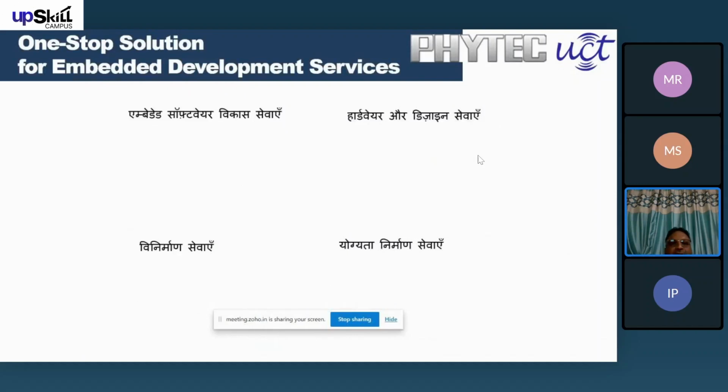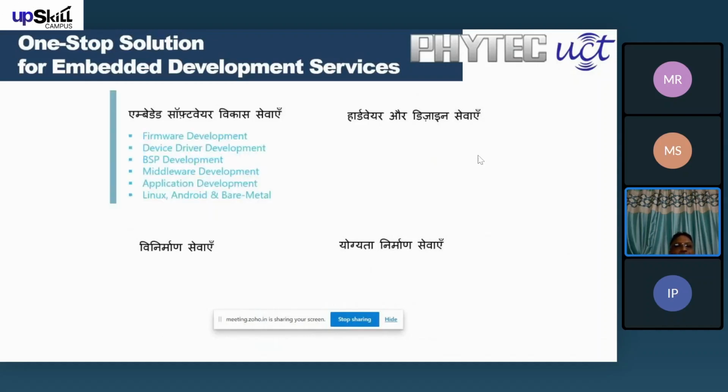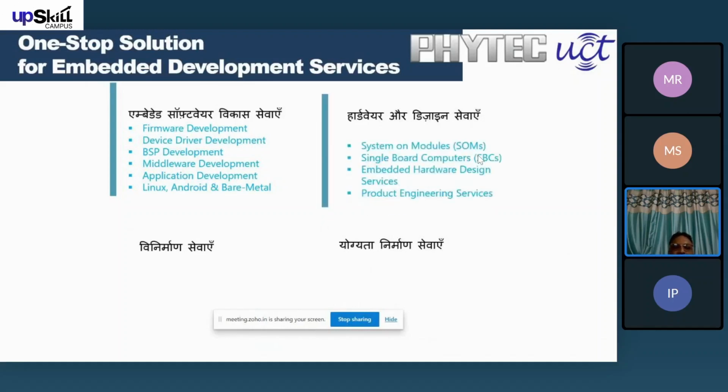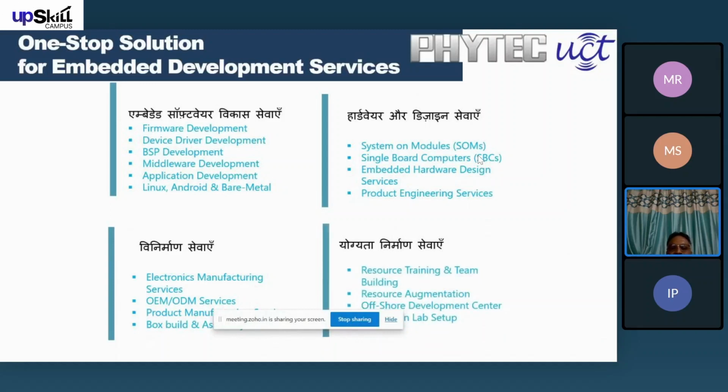So what is Phytec? Phytec is a one-stop solution where we have all the embedded development services. Embedded software development services, where we design software for firmware, device drivers, BSP development, middleware development, application development, Linux, Android, and bare metal OS. Hardware is our main forte, where we sell system on module, single board computers, embedded hardware design, and product engineering services. Then we have OEM and ODM services, with EMS, product manufacturing, revenue sharing, and box build-up. And third is resource training and team building, resource augmentation, and offshore development center. So these are the four divisions, and with their help we give all the embedded development services under one roof.